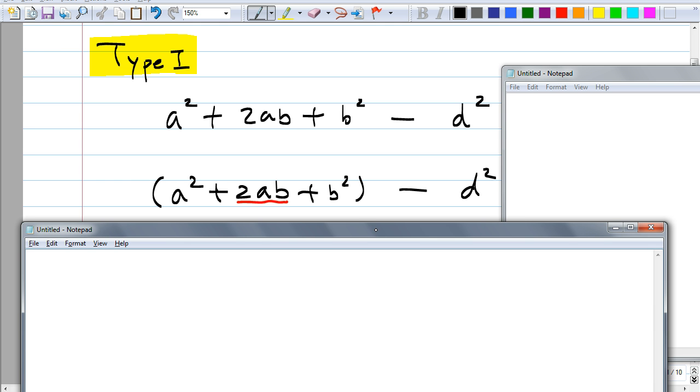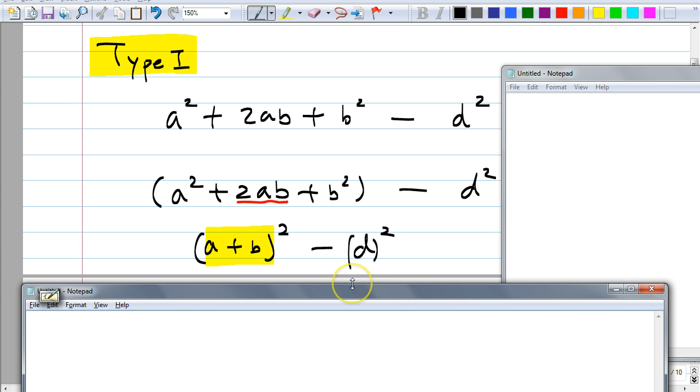I group the first 3 terms. What do I get when I group those 3? How does that factor, that trinomial? Because this is a PST. William? A plus B squared. Isn't that what we just talked about? Right? That's a perfect square trinomial. Therefore, it factors as A plus B, the whole thing squared.